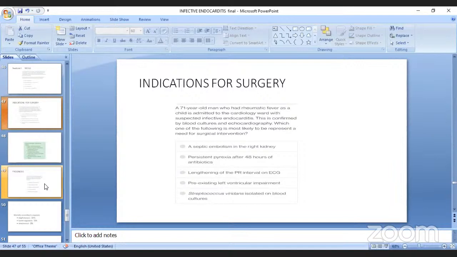Okay, a 70 years old man who had rheumatic fever as a child is admitted to the cardiology ward with suspected infective endocarditis. This is confirmed by blood culture and echocardiography. Which one of the following is most likely to be present as a need for surgical intervention?